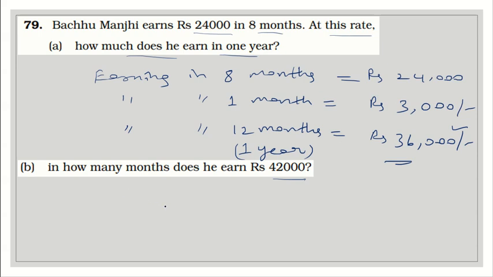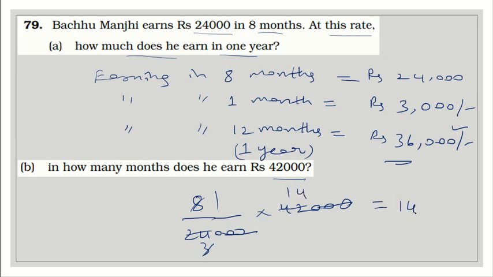Okay. Here you will find 8 upon 24,000 into 42,000 gives you the number of months. So 8 1s are 8, 3s are 3, 1s are 3, 4s are 14 months. If you think in the same way and use the unitary method, you will definitely get the answer as 14 months. Okay. Now moving on to question number 80.